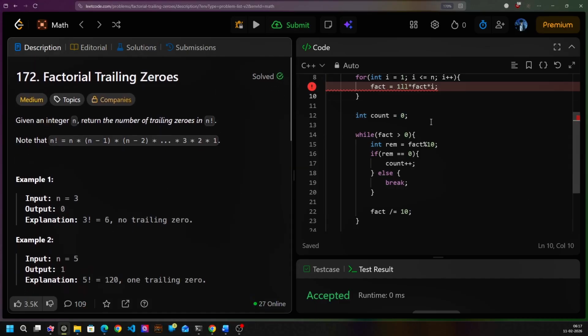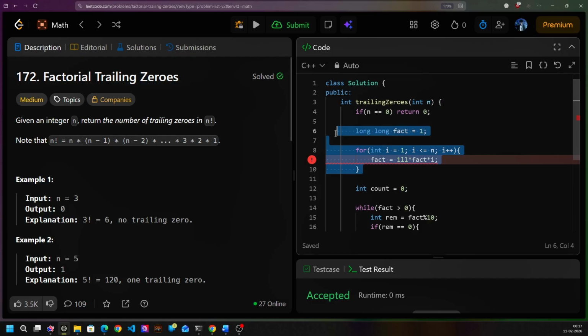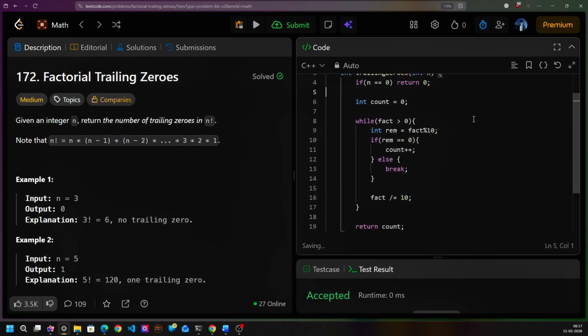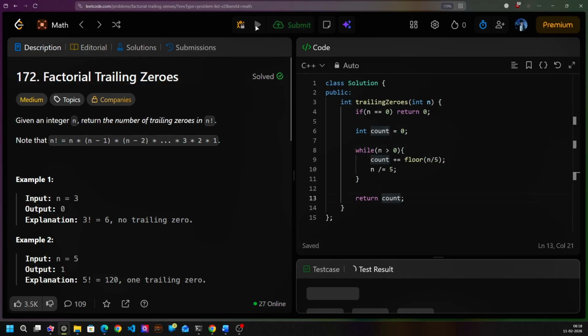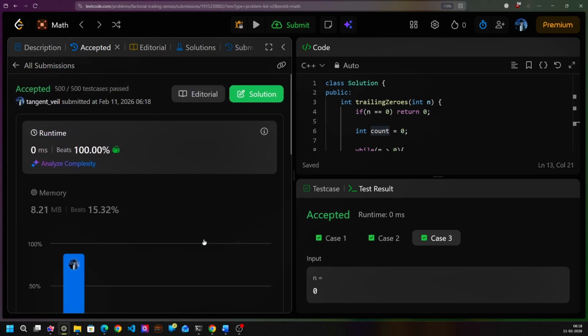Now let's write our code. This time we don't need this. Let's handle the 0 case, then let's remove this also. Here this time we will directly write our n, then we will do count plus equals floor of n divided by 5. Then here we will return our count. So let's run it. Here you can see it got accepted, right?